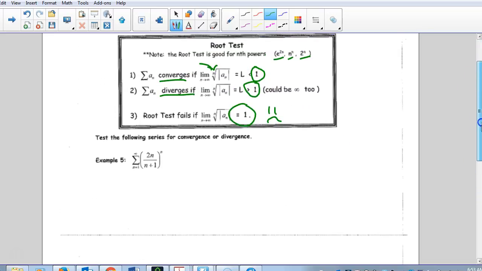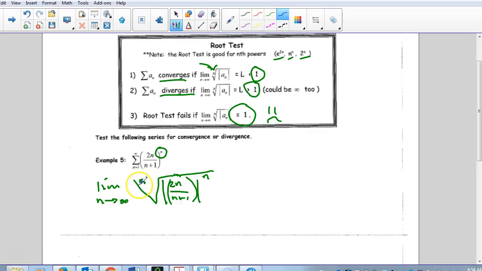So let's check this out. I think I only have 2 examples because it's really quite a simple thing. So this one, I look at this and I say, I am going to use the root test because this is something to a power. So I'm going to say the limit as n approaches infinity of the nth root of the absolute value of 2n over n plus 1, all raised to the nth power. Now here's why it's just kind of hokey, right? These cancel. It's like we just made something up.